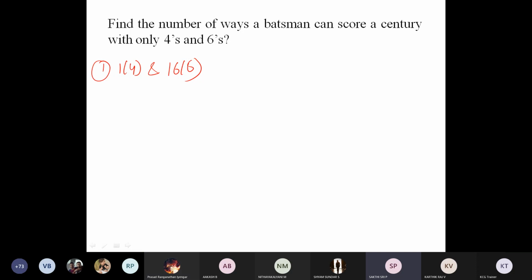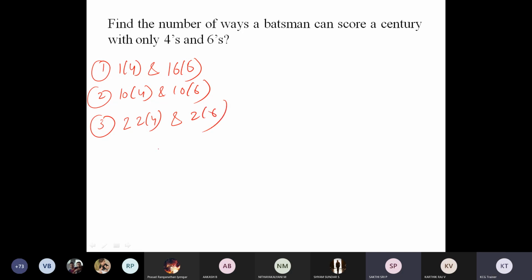Yes, sir. But this is not the only way. I have other ways also. If I take 10 4s and 10 6s, that also makes 100. If I take 22 4s, 22 4s means 88 runs, and 2 6s, that also makes 100. Now, if we keep writing like this and count how many ways, will it be time taking or not?